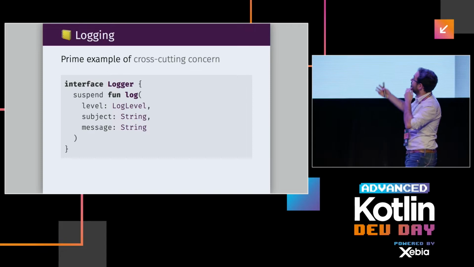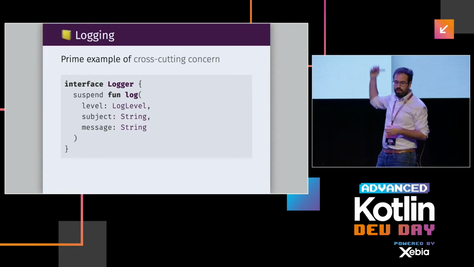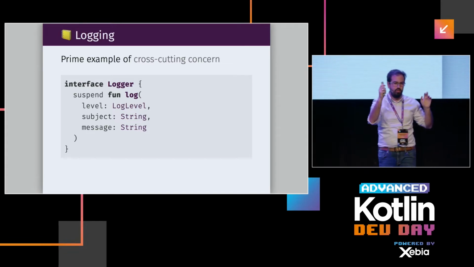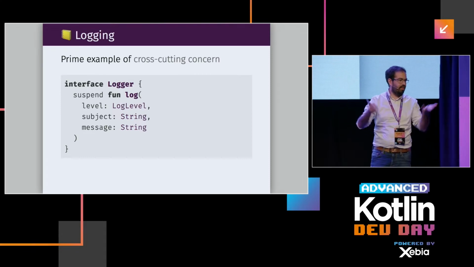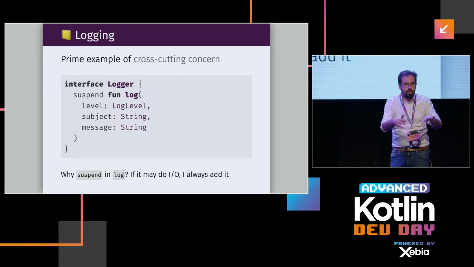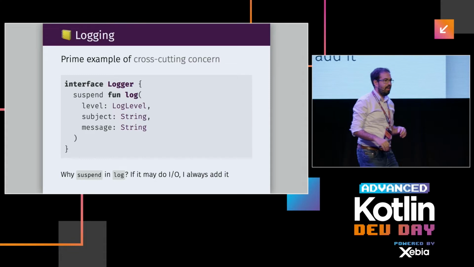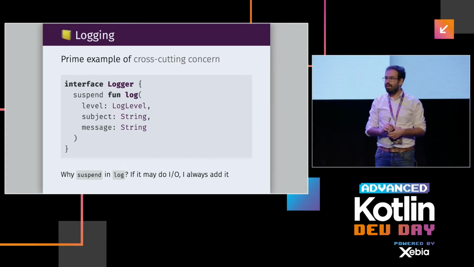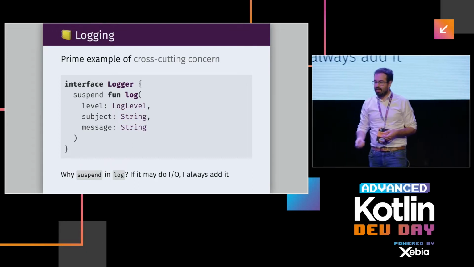So in this case, I will model this quite simply, just an interface with a function log, and it has exactly the 3 arguments I need to show my examples, which are the log level, the subject, and the message. And if you want later on at lunch, we can talk about why I put the suspend there. Every time I do something which may involve input, output in some place, I just like to put the suspend, because usually you end up wanting it suspend at some point. But that's a different thing.